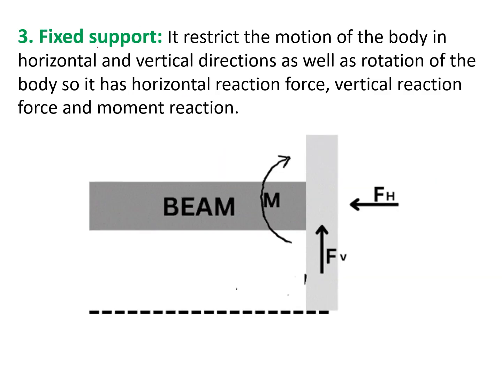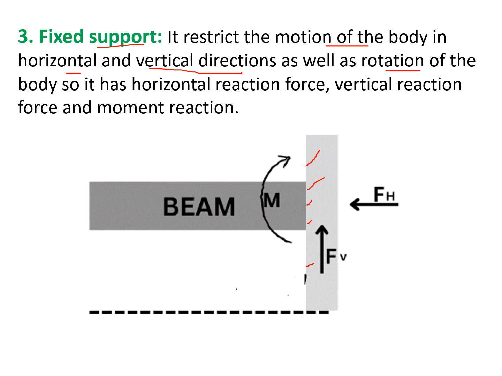Now the next one, that is the fixed support. Now you see, that particular body is fixed here. So we have the fixed support. You fix it. So when we fix that particular body to its surrounding, then it restricts the motion of the body in horizontal and vertical directions as well as its rotation.